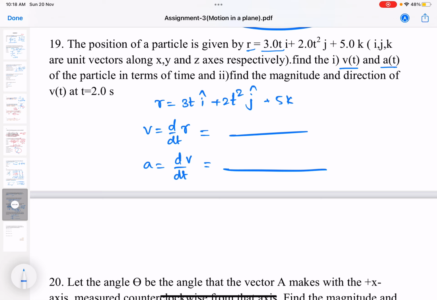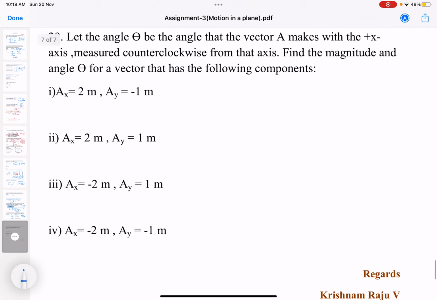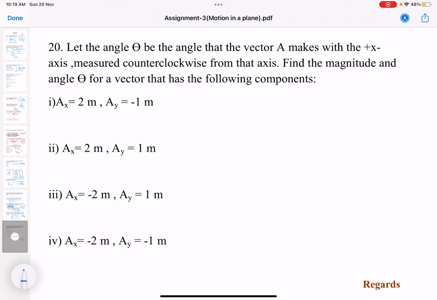Okay, and next one, find the magnitude and direction of velocity at t equal to 2 seconds. Here you get the answer by differentiating the position vector. You'll get the velocity vector. In this, substitute t equal to 2 seconds wherever t is there, and find the magnitude and direction of that velocity. We know the velocity magnitude is under root of vx square plus vy square, and the direction theta equals tan inverse of the y component by the x component, vy by vx. Okay, right. Next, coming to the 20th question.